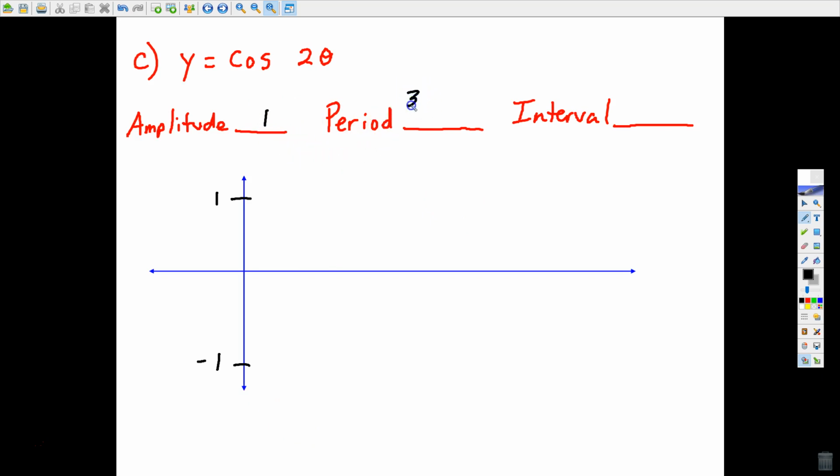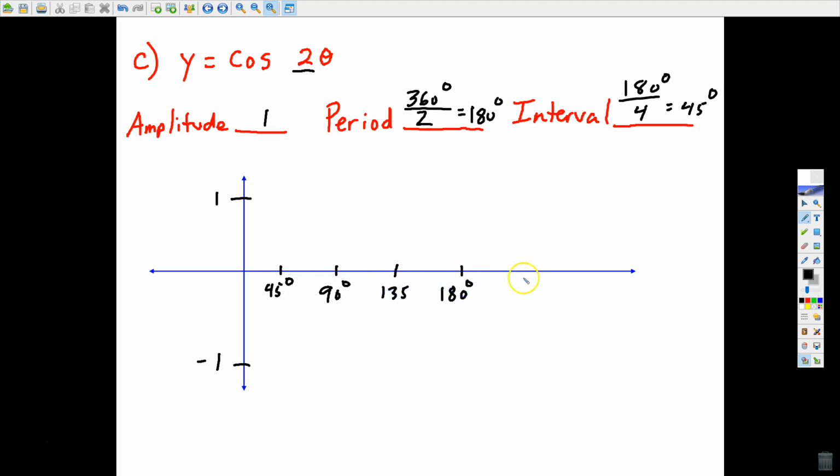The period is always 360 degrees divided by this number called b. It's some number being multiplied by theta. And so in this case, the period should be 180 degrees. Or in other words, we should see 2 complete cycles by the time we get through the full 360 degrees. And the graph interval will be that period number divided by 4, so that's going to be 45 degrees. So we're going to do our horizontal axis in increments of 45. Always divided by 4.